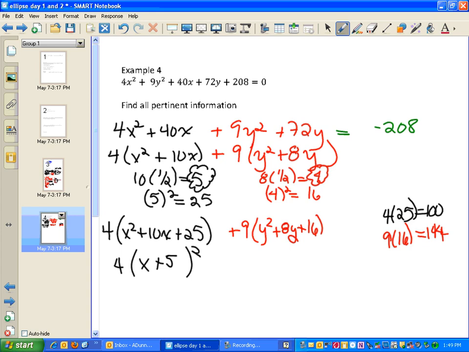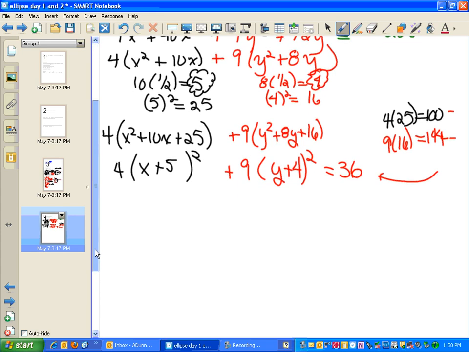No, I'm adding 9 times 16. 16 in the parentheses, but 9 times 16 to that side. Because it's not 16 that I'm adding to the side. It's 16 times 9. So this is 9 times what? y plus 4 squared is equal to, what is this all equal to? Is it 36? So this and this and this give me that.